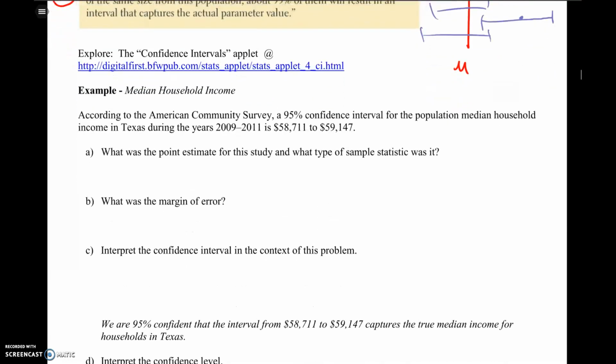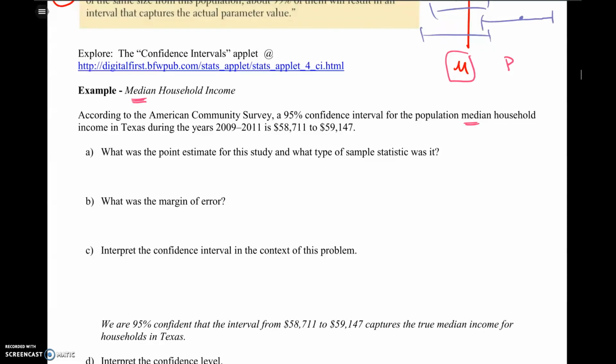Let's do an example here, median household income. So we're going to be talking about the median in this example, and we don't normally, in this class, we're not really going to do confidence intervals for the median. We'll work with the mean and we'll work with proportions, but whatever, that's all right.